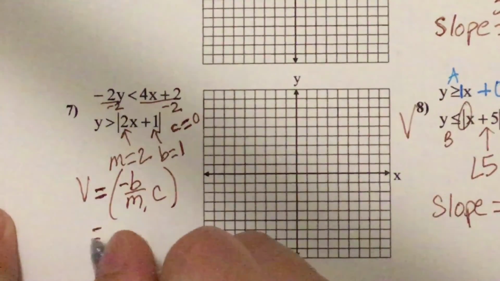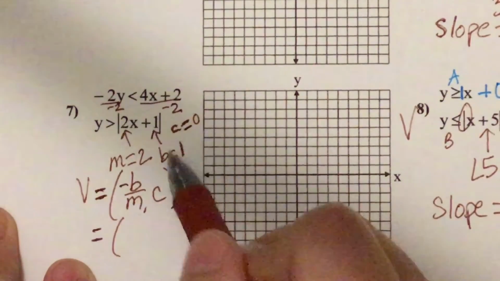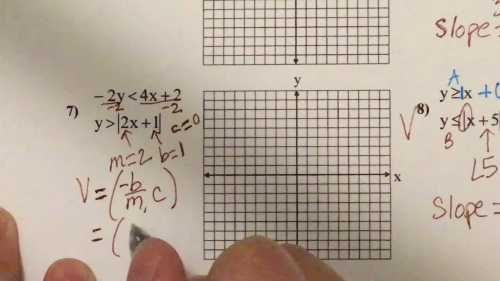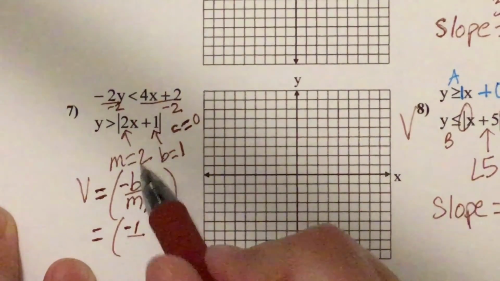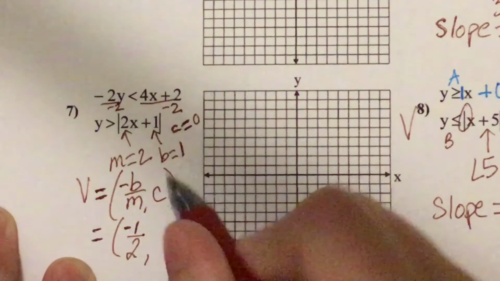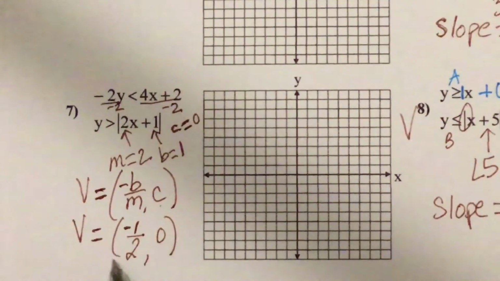Okay, so let's practice our formula. It says take the opposite of B. So what's the opposite of a positive 1? A negative 1. Put your division bar. Who's your M? 2. And who's your C? 0. Okay. So my vertex is negative 1/2, 0.